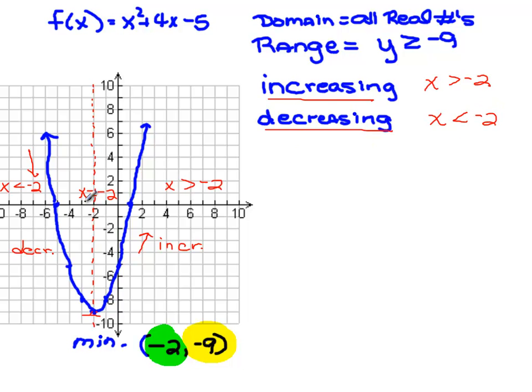You could also use interval notation, remembering that negative infinity is to the left and positive infinity is to the right. Increasing then would be from -2 to positive infinity, and both of those would be open intervals, and it would be decreasing from negative infinity to -2, up until you get to this line.